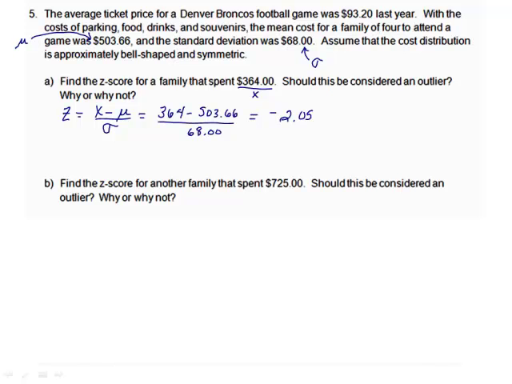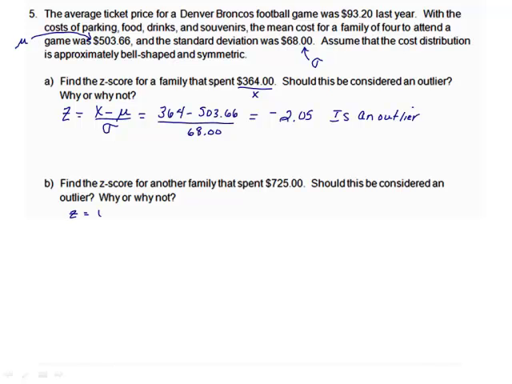And whether we consider this an outlier or not depends on what type of rule you're using. If we consider something to be an outlier if it's more than 2 standard deviations away, then it would be an outlier. If we want to go to 3 standard deviations away, it wouldn't be.